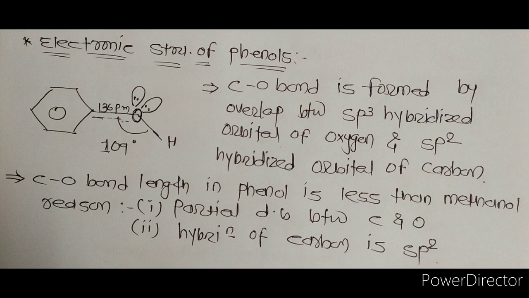So simply remember two different points. The first point is that a partial double bond is present between the carbon and oxygen atom, and the second is that the hybridization of carbon is sp2, while in methanol the hybridization is sp3 and no kind of partial double bond is present. Because of this, we can simply say that the CO bond length in phenol is smaller than the CO bond length of methanol.